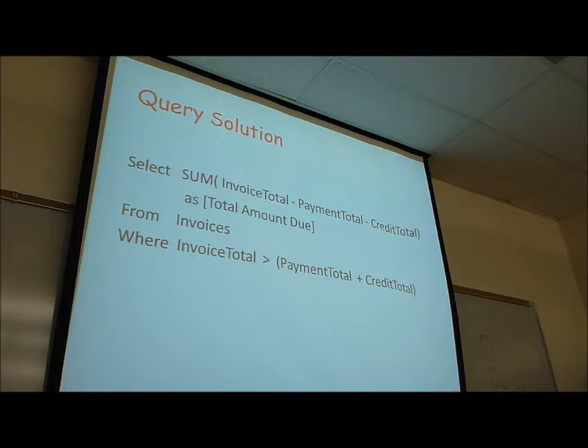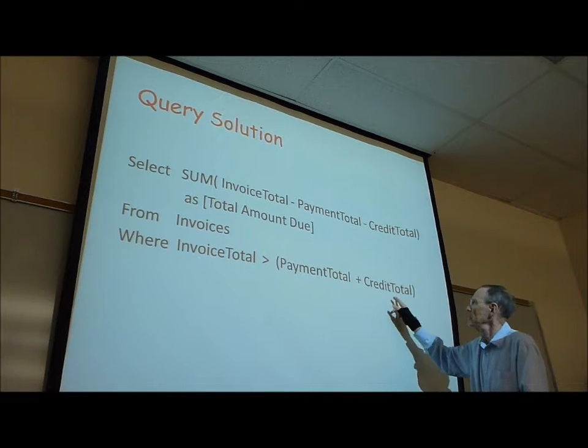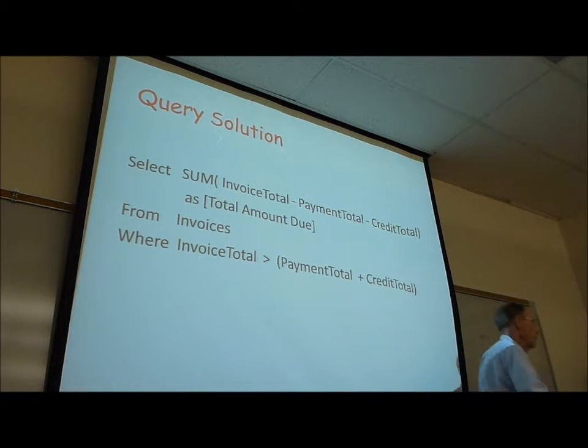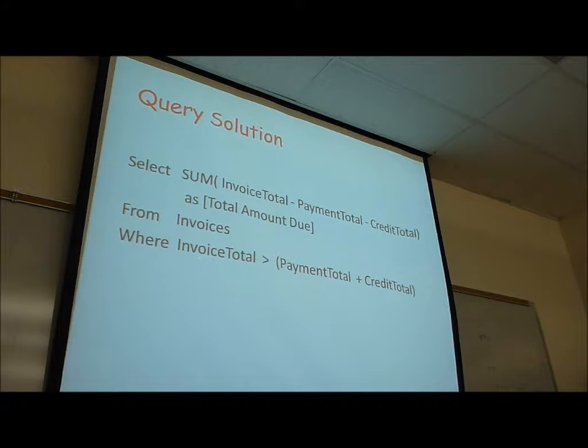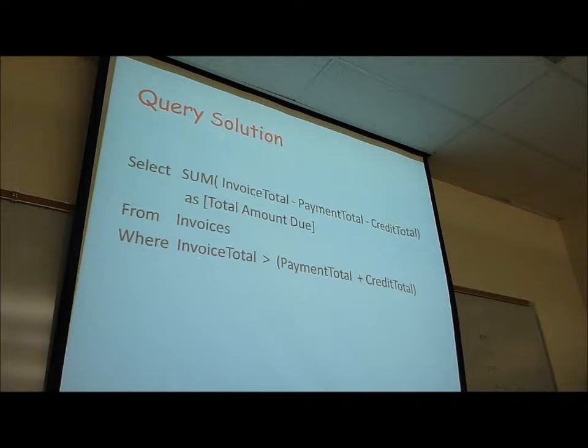It's going to take the invoice total, subtract the payment total, and subtract the credit total from that result. Whereas the bottom one, if you didn't have the parentheses, would it do the comparison operator against payment total? No, because of the precedence, arithmetic operations are done first. I wouldn't feel comfortable trusting that.